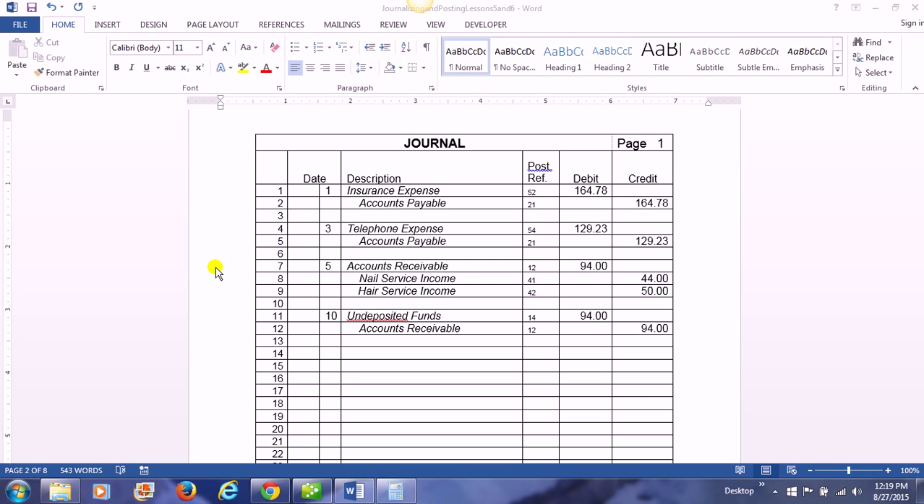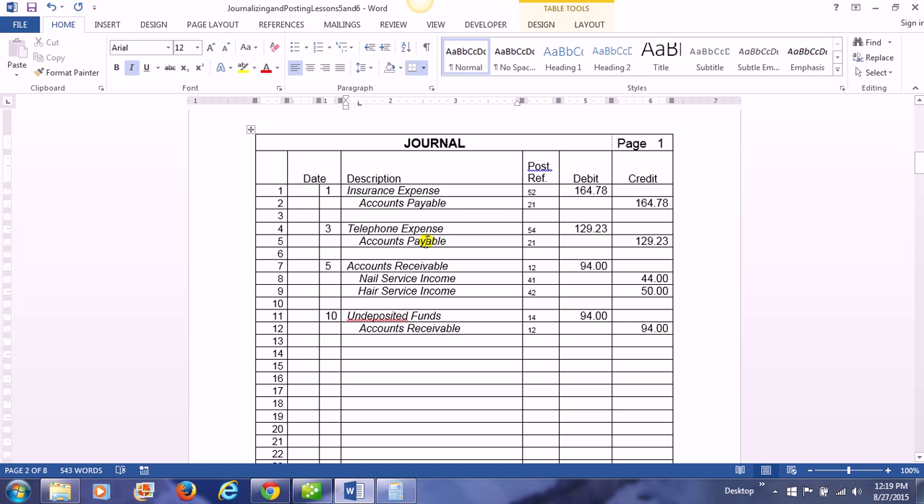Okay, we're going to look at some journal entries and postings that you'll be doing in this chapter when you do the accounting assignment. So here's your journal page that you'll be looking at. There's some transactions already done. Insurance, we've got the insurance bill and we have not paid it yet. We got the telephone bill, have not paid it yet. So those go into accounts payable.